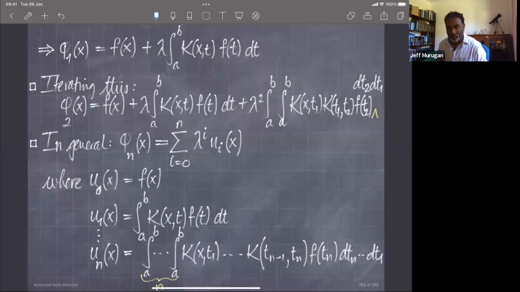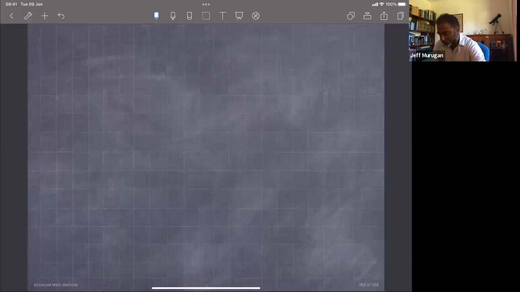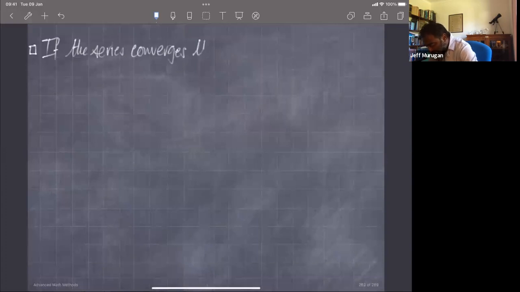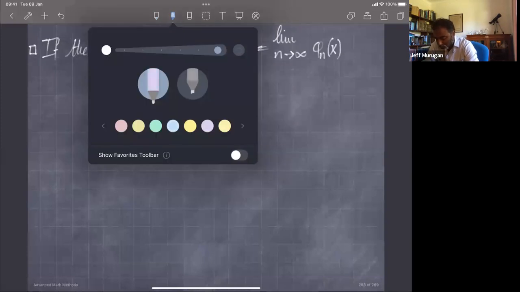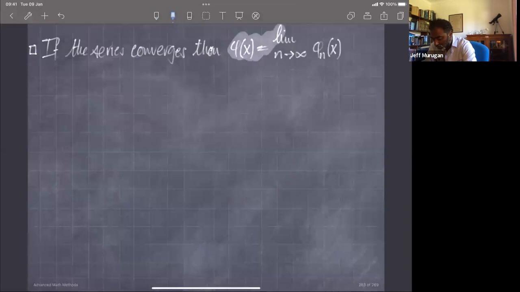Okay. And provided this series converges, so if the series converges, and I'm not always guaranteed of this fact, but if it does, then our solution phi of x that we're looking for, the solution of the integral equation, is given by the limit as n goes to infinity of phi n of x. Is everybody happy with this, with the idea behind this?